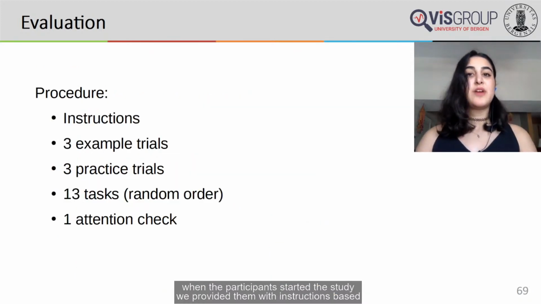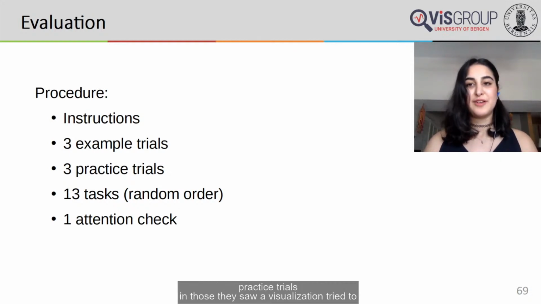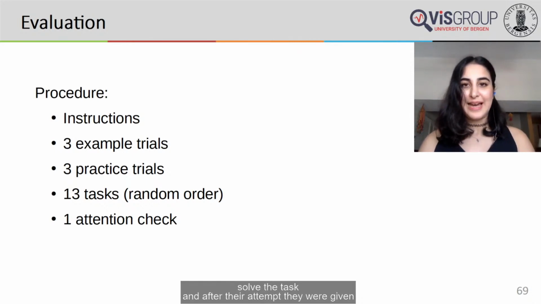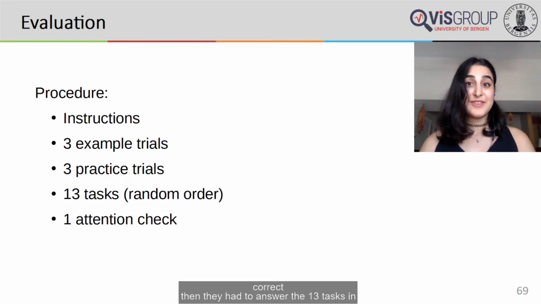When the participants started the study, we provided them with instructions based on their given visualization type. They then saw 3 examples and 3 practice trials. In those, they saw a visualization, tried to solve the task, and after their attempt, they were given the correct result and an explanation why it is correct.